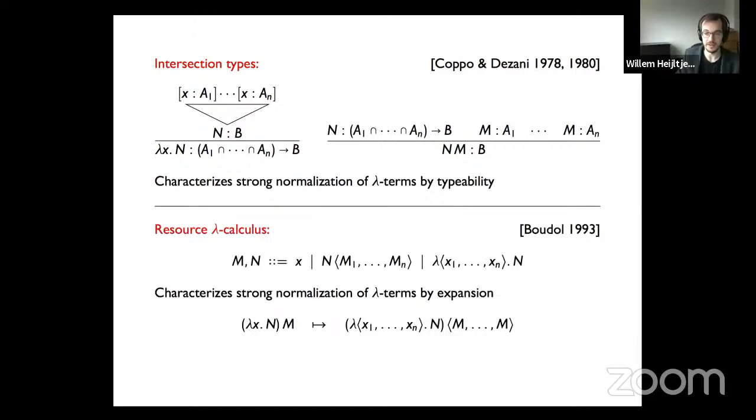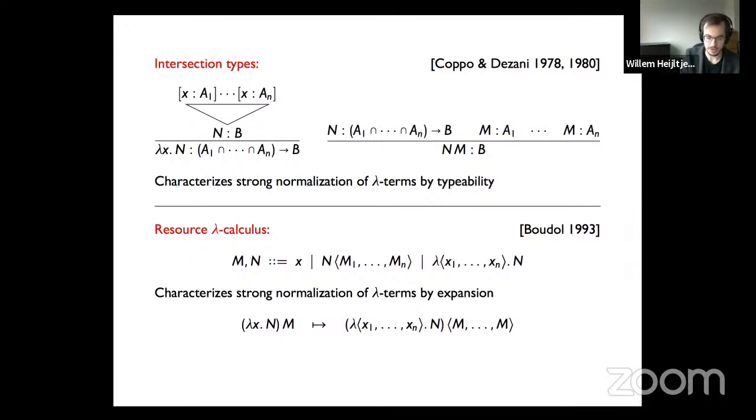Resource lambda calculus is very related, except you're not making collections of types, but collections of terms. So the application is explicitly to a collection of arguments, and the abstraction is explicitly over a collection of variables. And other than that, everything is linear, so variables occur linearly. And then you can characterize strong normalization by an expansion operation. If you have a lambda term and it expands to a resource lambda term, then it is strongly normalizing. And it's an if and only if.